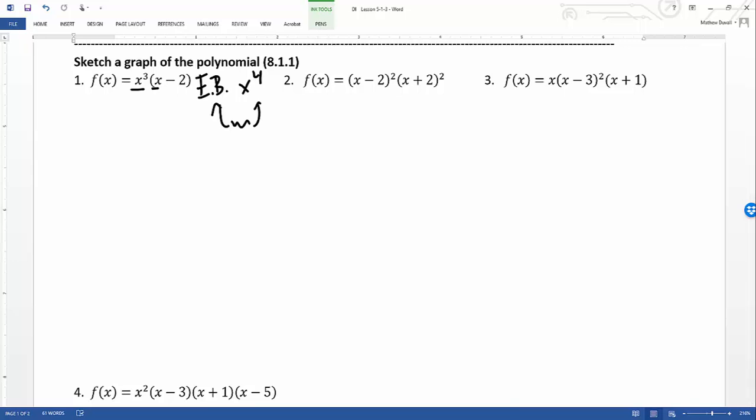Then we need to know the y-intercept. So plug in 0 for x. So 0 to the third times 0 minus 2, so that's going to give me 0.